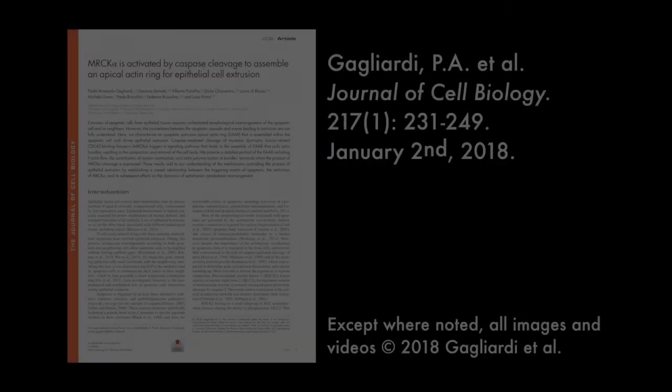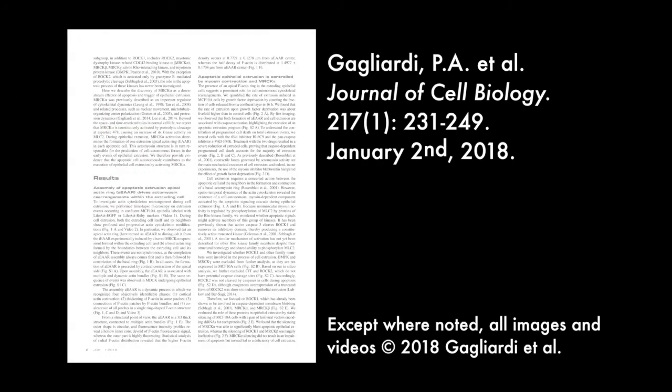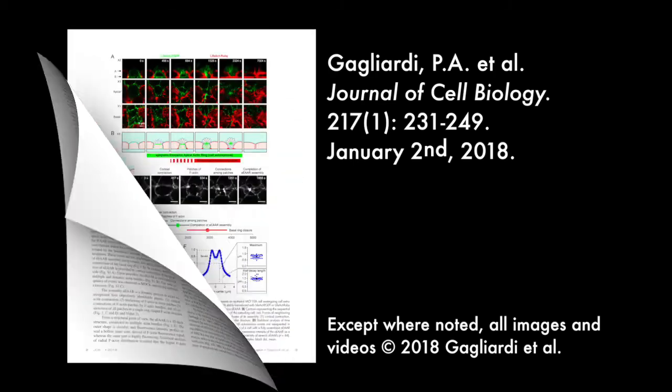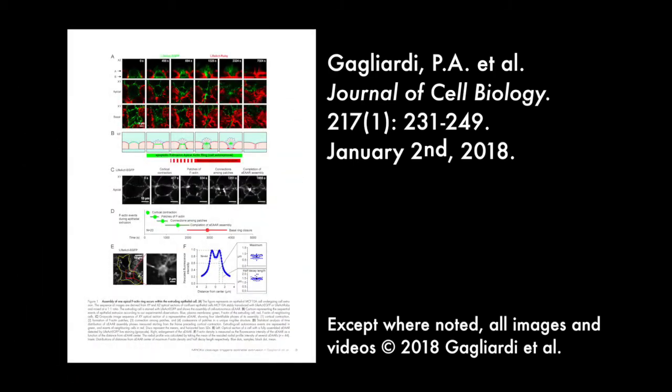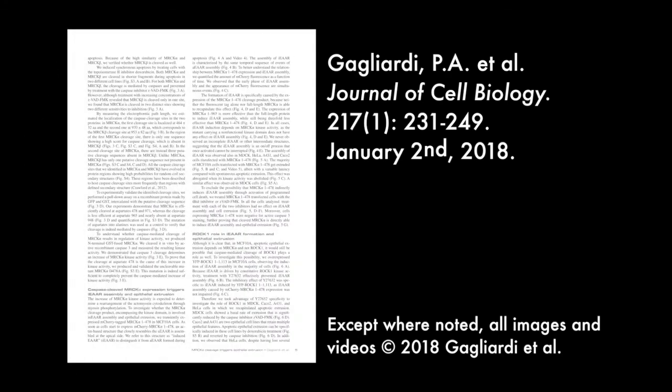Gagliardi thinks that it will be important to examine the mechanics of the apical actin ring and determine how they differ from those of similar structures, such as a cytokinetic ring that drives cell division. For now, though, you can learn more about how MRCK alpha is activated by caspase cleavage to assemble an apical actin ring for epithelial cell extrusion in the paper by Gagliardi et al., published in the January 2nd, 2018 issue of the Journal of Cell Biology.